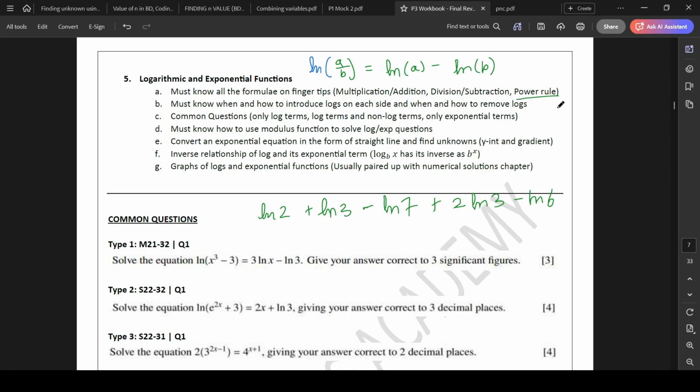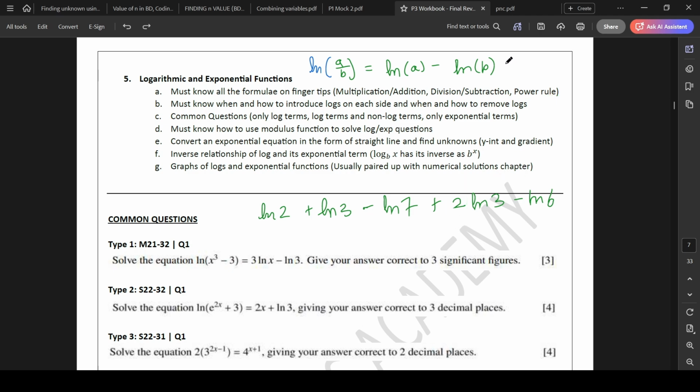You also need to know over here the power rule. See, for every coefficient of the ln, all of them are either 1 or minus 1, except this one. So before combining the logarithms together, make sure that the coefficients are the same. Over here, first of all, you're going to use the power rule to convert this 2 ln 3 to ln of 3 to the power of 2. That is going to become 3 square.